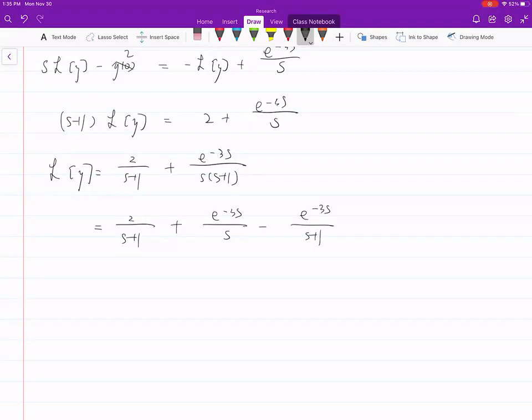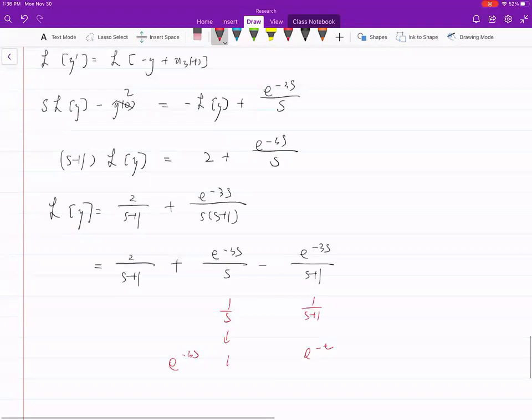Before we get stuck here, now we realize this is 1 over s. This is 1 over s plus 1. This one goes to 1. Sorry, this one goes to e to the negative t. The only difference is I multiplied each one by e to the negative 3s. That's the only difference.